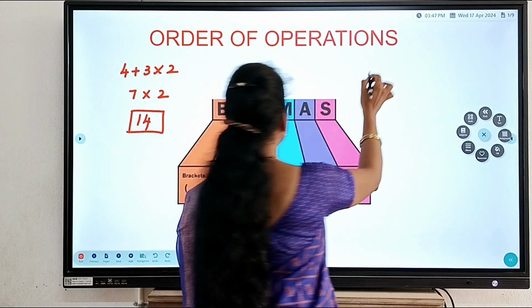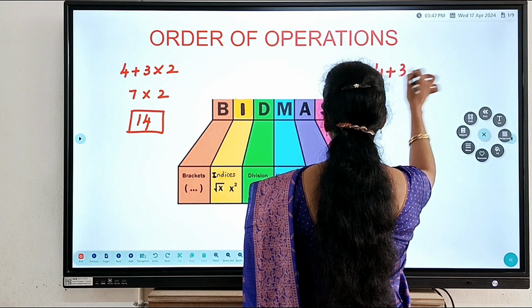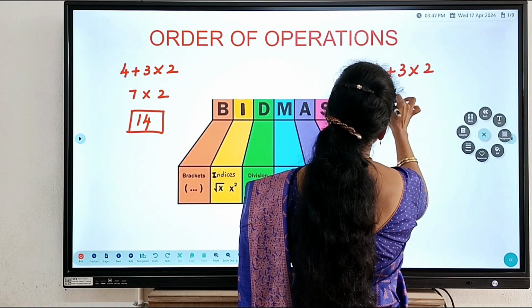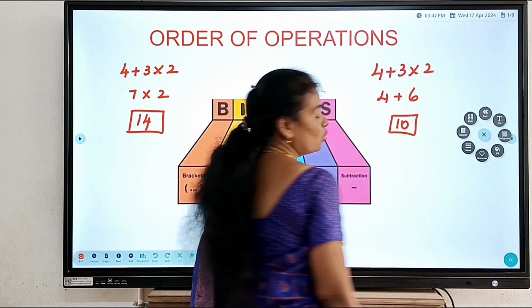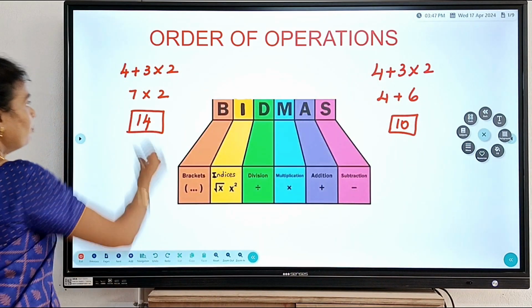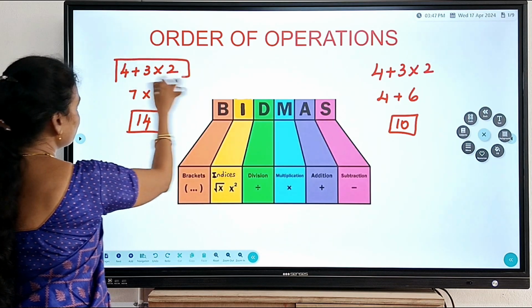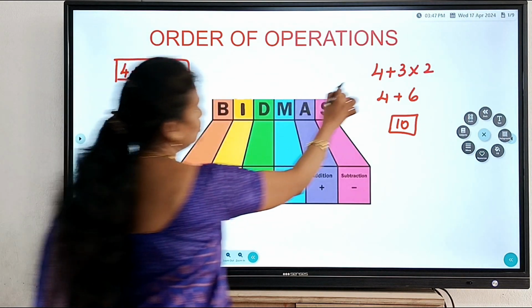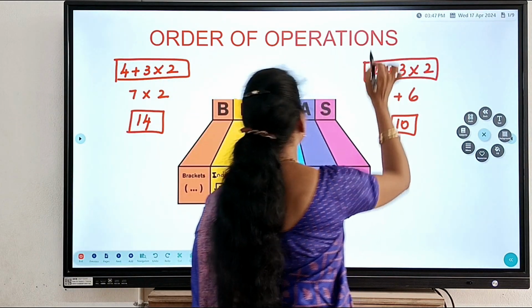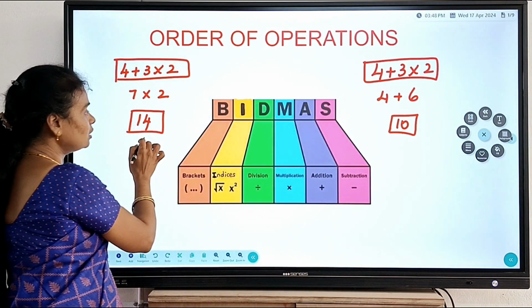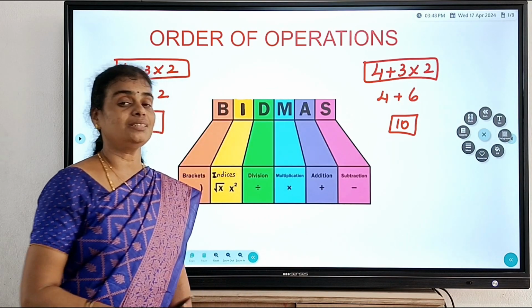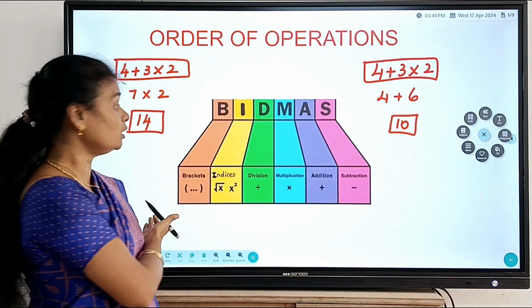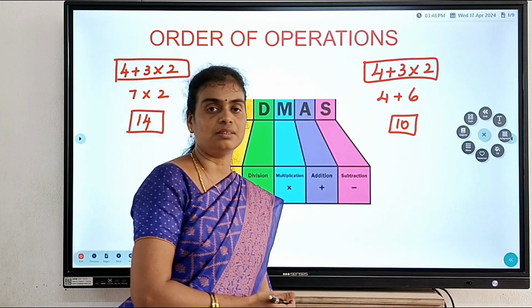The same expression, 4 plus 3 into 2. So 4 plus 6, that is equal to 10. Here also we have got one answer. But the question remains the same in both the cases, 4 plus 3 into 2. The answer that we have got is 14 on one side and 10 on the other. So which is the right answer, 14 or 10?